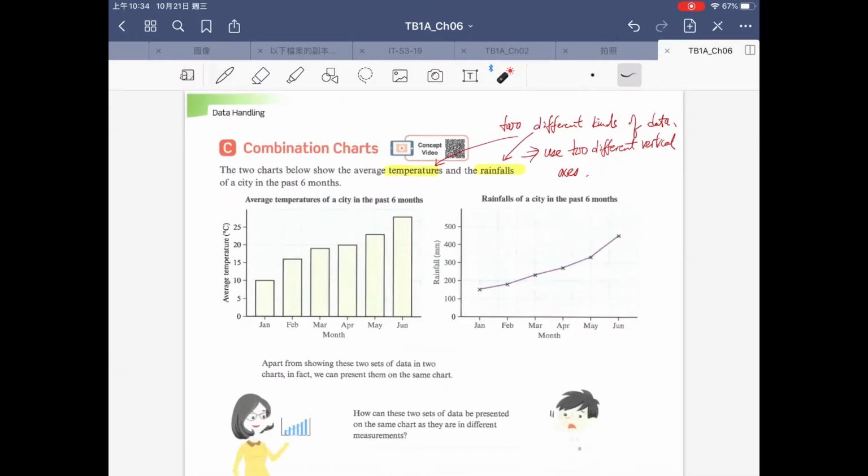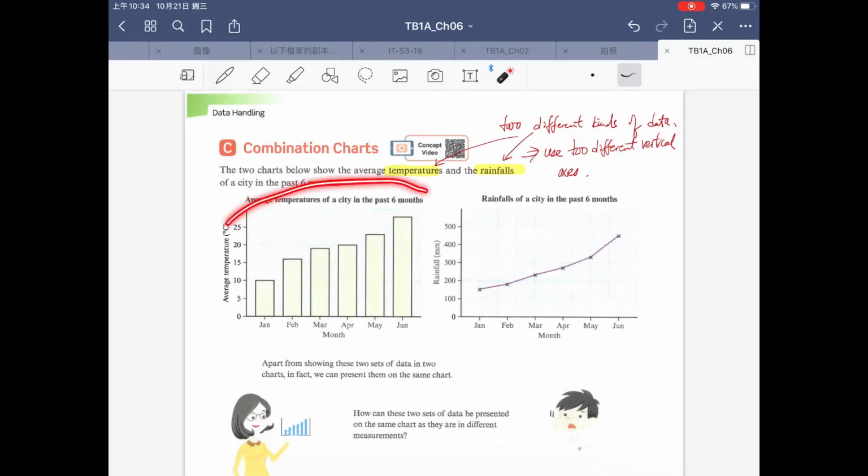But this time, we want to combine two different kinds of data together. One is temperature and one is rainfall. Although they have the same time axis, so we can share the same horizontal axis, but different vertical axis because one is temperature and one is rainfall. So what can we do?